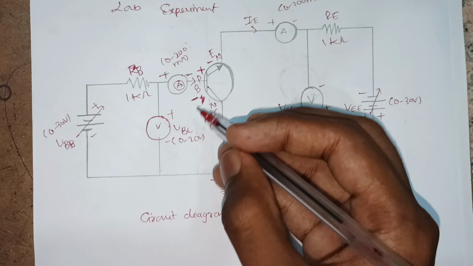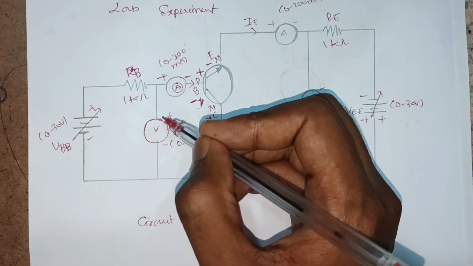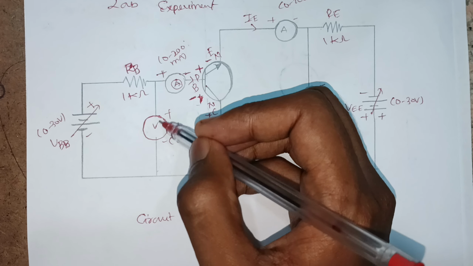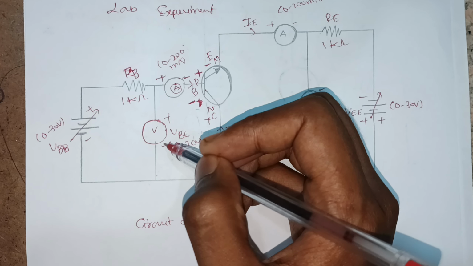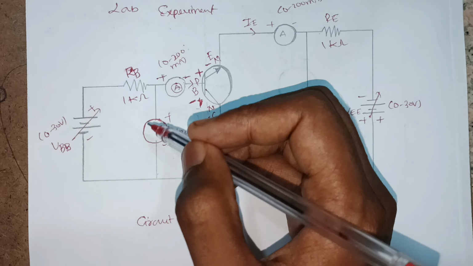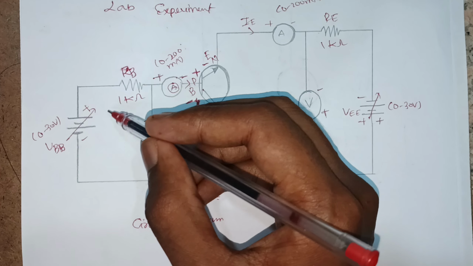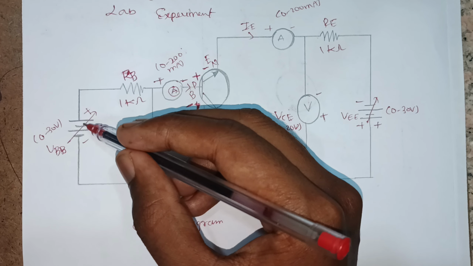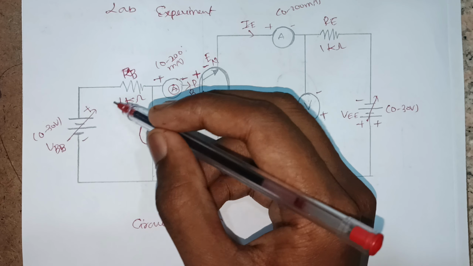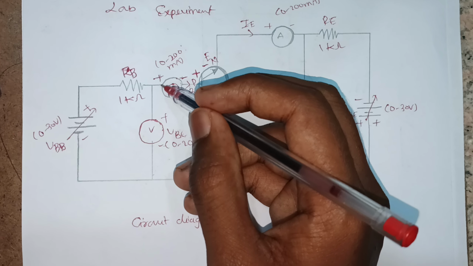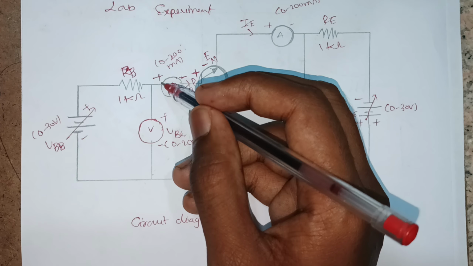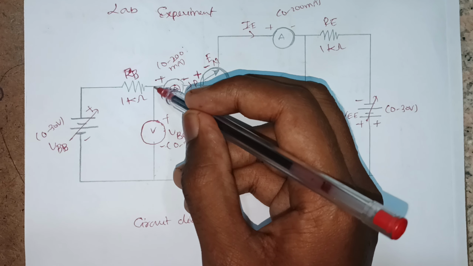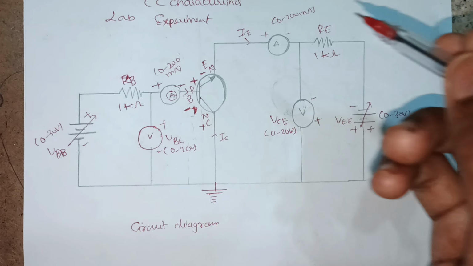Next, the positive of the ammeter is connected to the positive of the voltmeter, because if we connect negative to positive or positive to negative, the readings will be wrong. So we must connect RPS positive to ammeter positive, RPS positive to voltmeter positive, and positive of ammeter to voltmeter positive. This acts like a common point here.